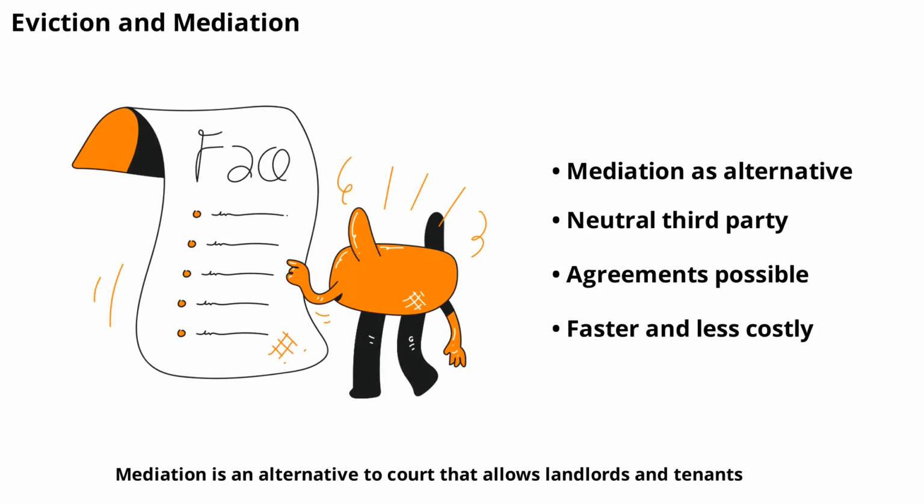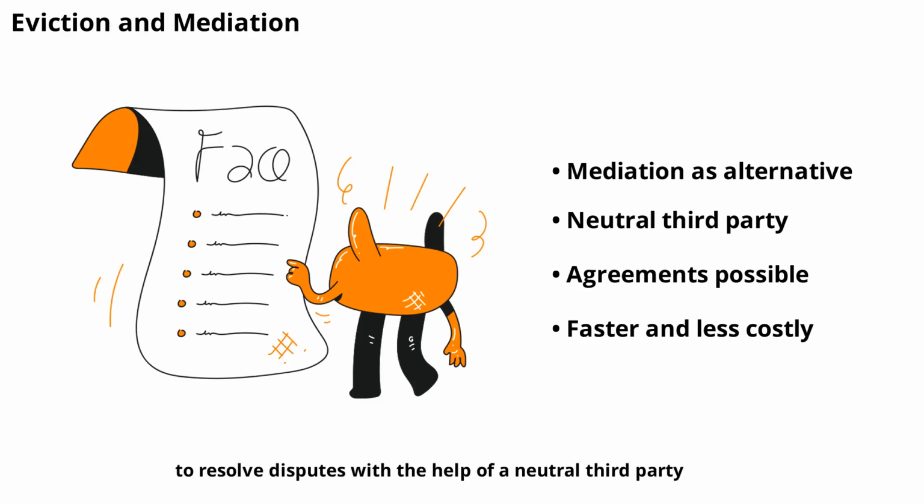Mediation is an alternative to court that allows landlords and tenants to resolve disputes with the help of a neutral third party. Mediation can lead to agreements that work for both sides, such as payment plans or move-out dates. Many courts encourage or require mediation before proceeding with an eviction trial. It's often faster, less expensive, and less stressful than going to court.